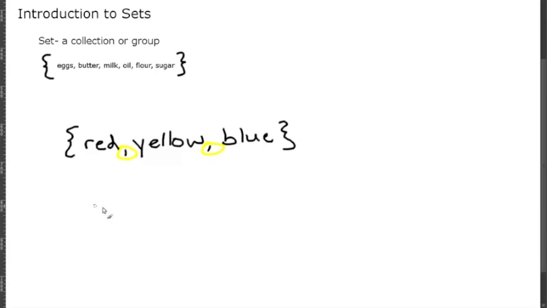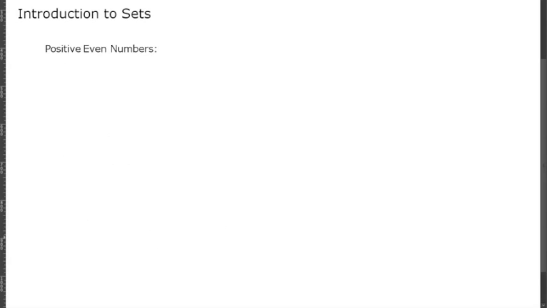Now in math, you're going to see sets with numbers. If I asked you to list the numbers starting at 5 and going until 8, you would just say 5, 6, 7, and 8. If I ask you to give me a set with positive even numbers, the first positive even number will be a 2.